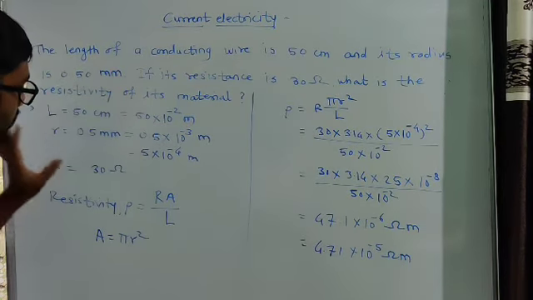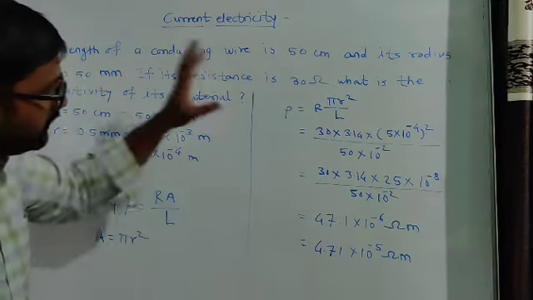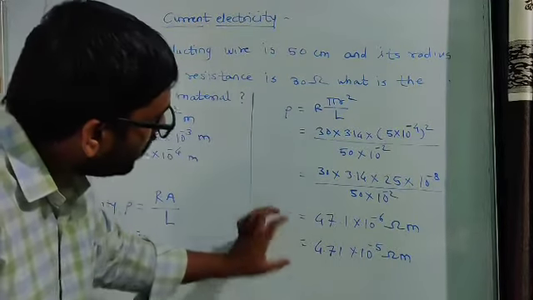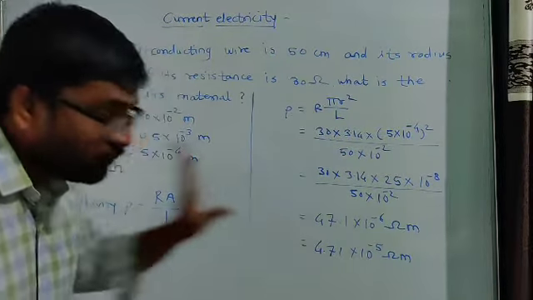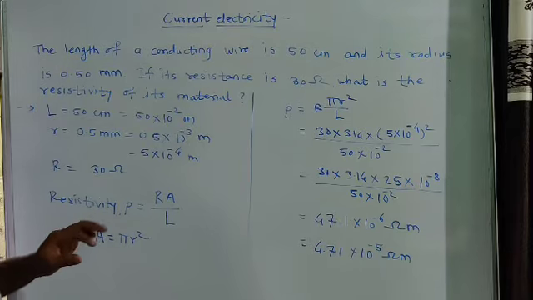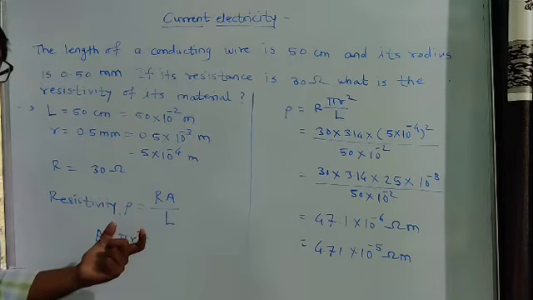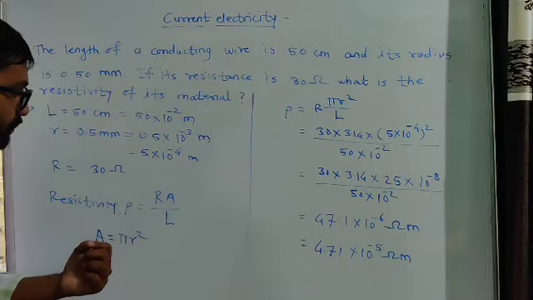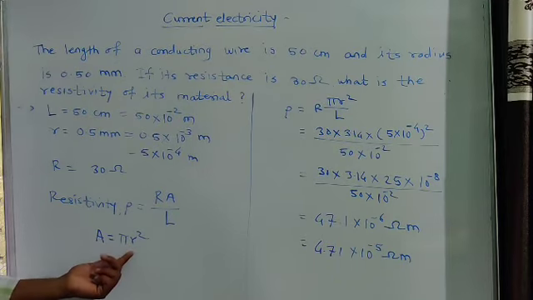First of all, we write all the given data, then the formula, then we fill in the values in the formula, and then we write the answer with unit. Then we will get full marks. So here only one adjustment is there, that is the area. We have to take pi r square.